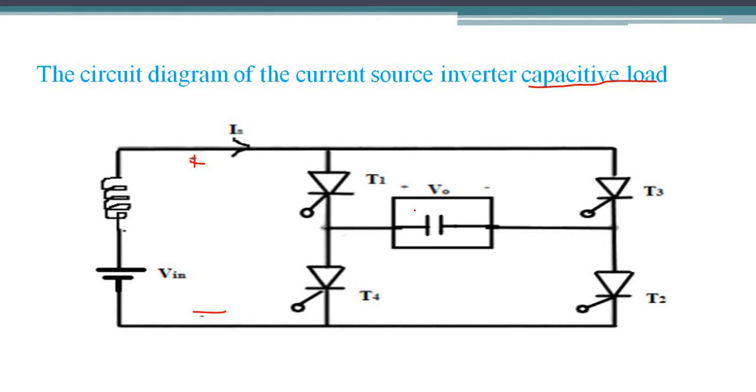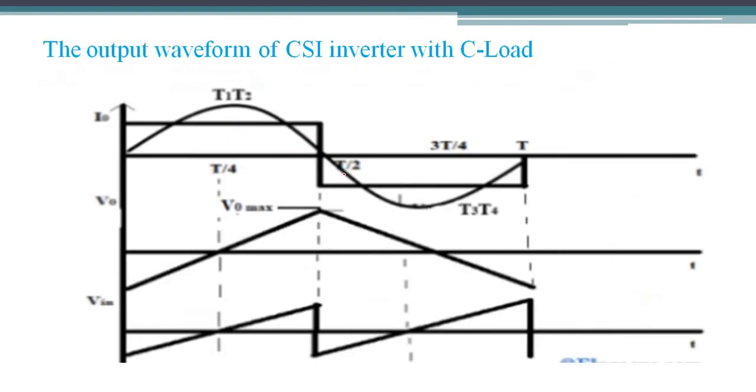In a pure capacitive load, what is the relation of I and V? I leads V by 90 degrees, or V lags I by 90 degrees. Okay. So if you observe the output waveform, I0 is equal to Is, because the load current waveform is not dependent upon the load. Whatever the Is is will appear as I0.